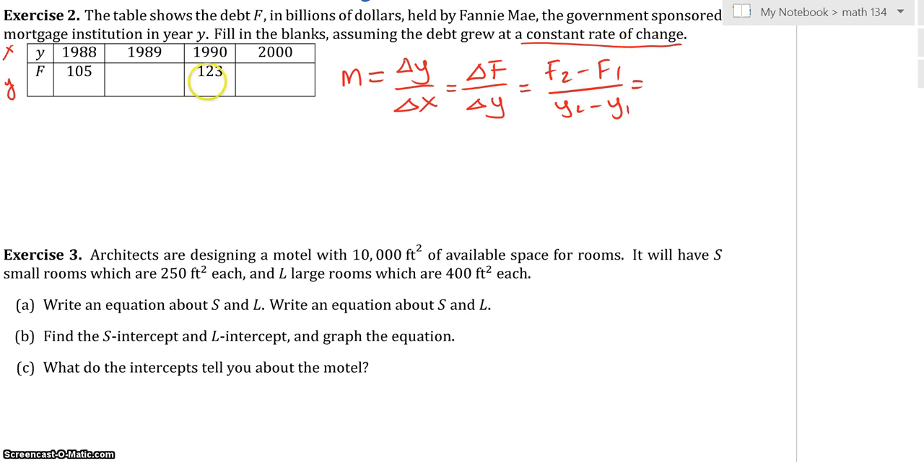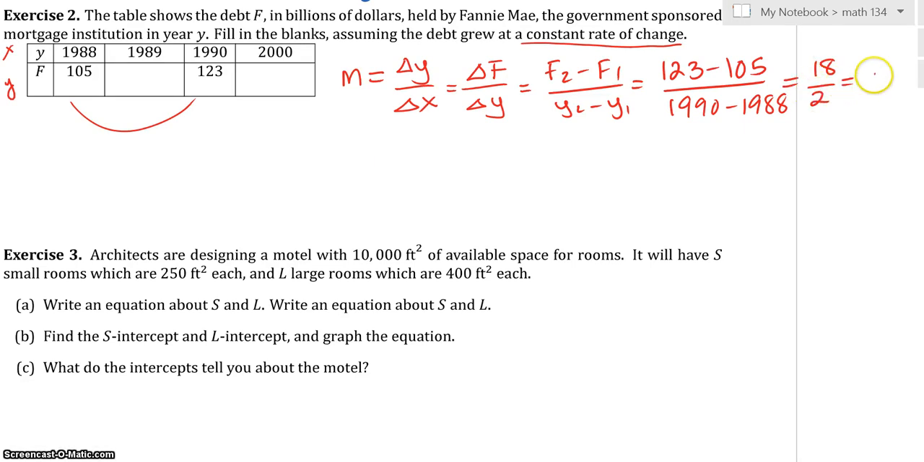So the change of F, new minus old, is 123 minus 105. And the change of Y of the two that we know is 1990 minus 1988. They're not giving us some time after so many years, they're just using the year there. So what does that equal? That is equal to 18 over 2, which is 9. So that tells us the slope is 9.